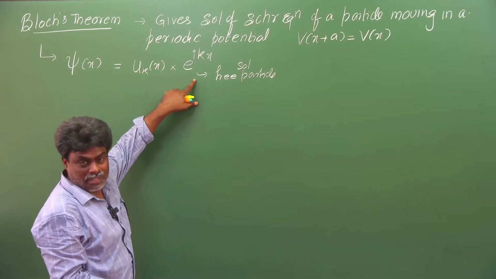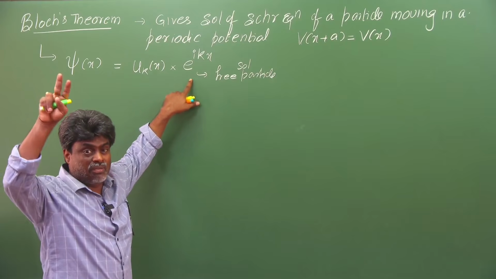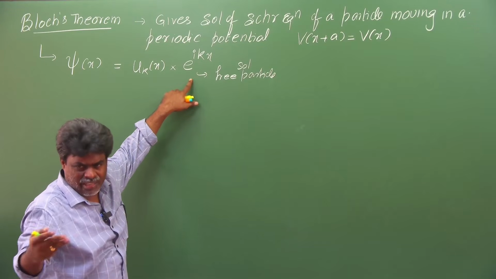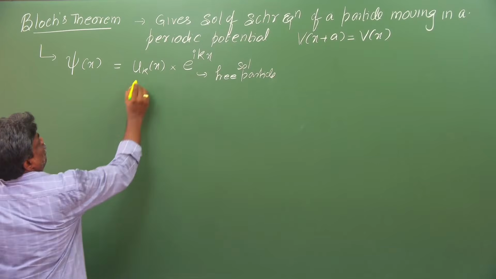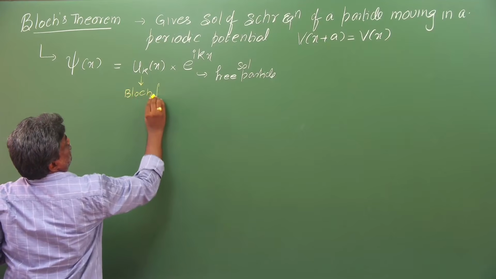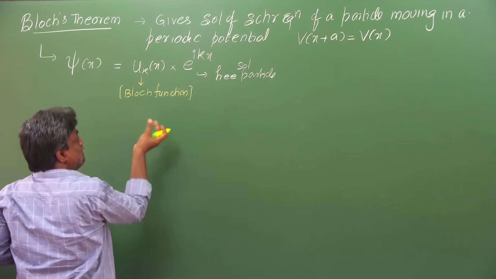This is the free particle solution, e raised to ikx. For example, if the particle is moving in a potential V, you know how to solve that: energy greater than V, energy less than V. I am not entering into that problem. Please listen. And this is the Bloch function. Still, if anybody didn't understand, please listen. Bloch function.